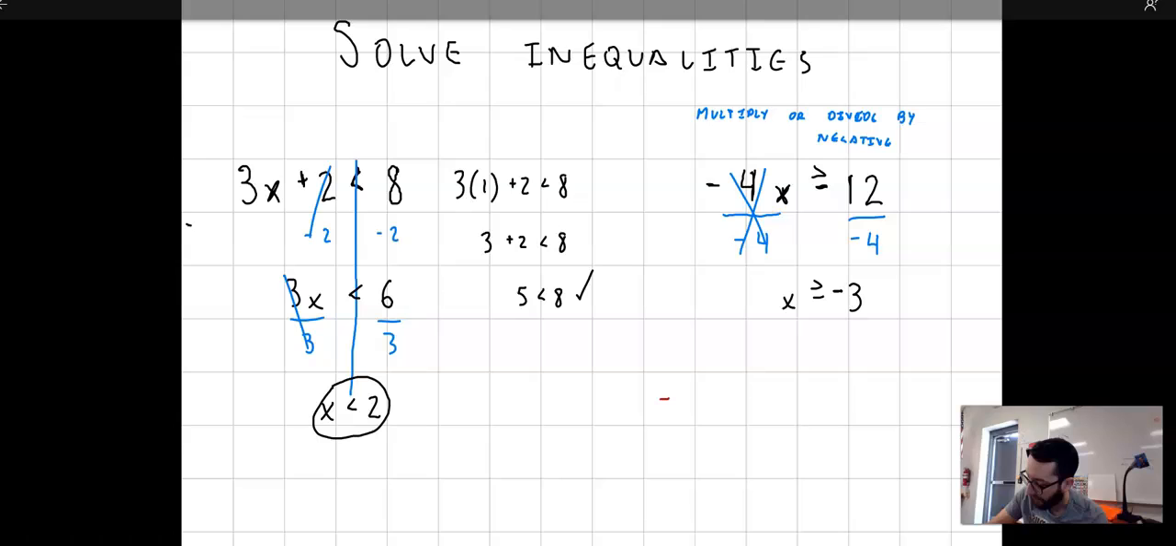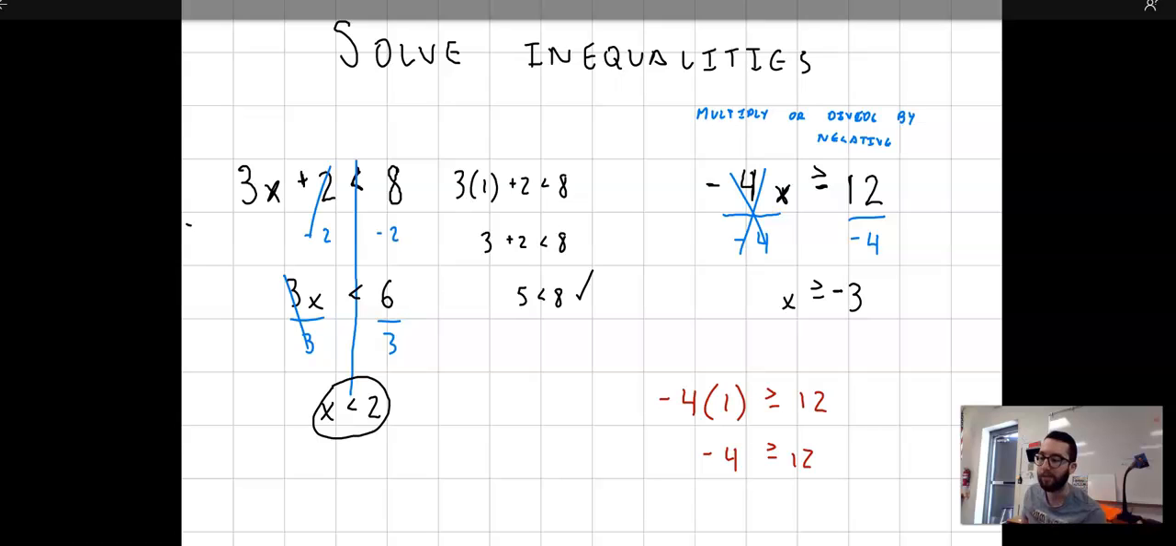So negative 4. I'm going to pick a number bigger than negative 3, so let's just do 1. That's always easy. So that would say negative 4 times 1 is greater than or equal to 12. Well, negative 4 times 1 is negative 4, and that is not true.